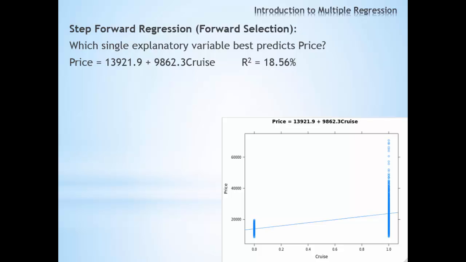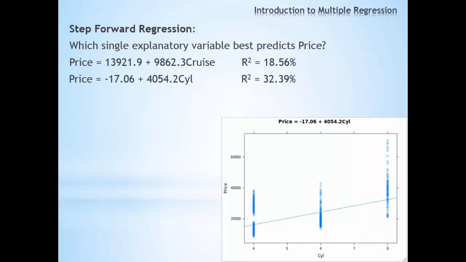Notice that cruise only has 2 levels. It's either 0, meaning it doesn't have cruise control, or it's 1, where it does have cruise control. Even though a linear regression model may not be the best way to evaluate cruise, we see that it can be used to predict price better than mileage can.